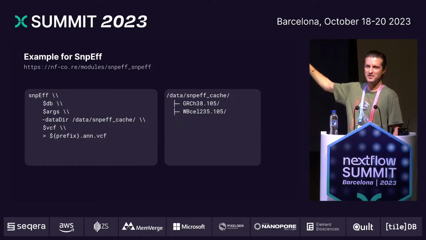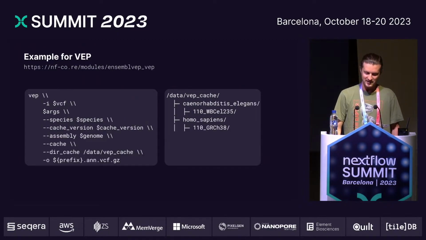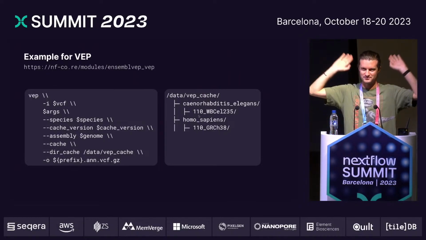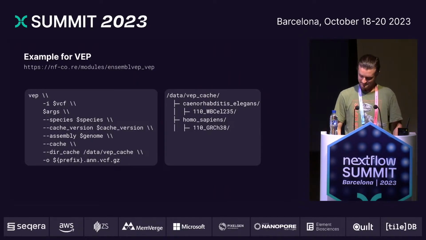So SnipEff is fairly simple. Then if I look at VEP, it's an extra layer of complexity. We still have the same system where we have as an input the root folder, and then we have first the species, so C. elegans, Homo sapiens. Then we have the cache version, so 110. Both of the versions look similar, but they are different tools, so they don't relate to each other.